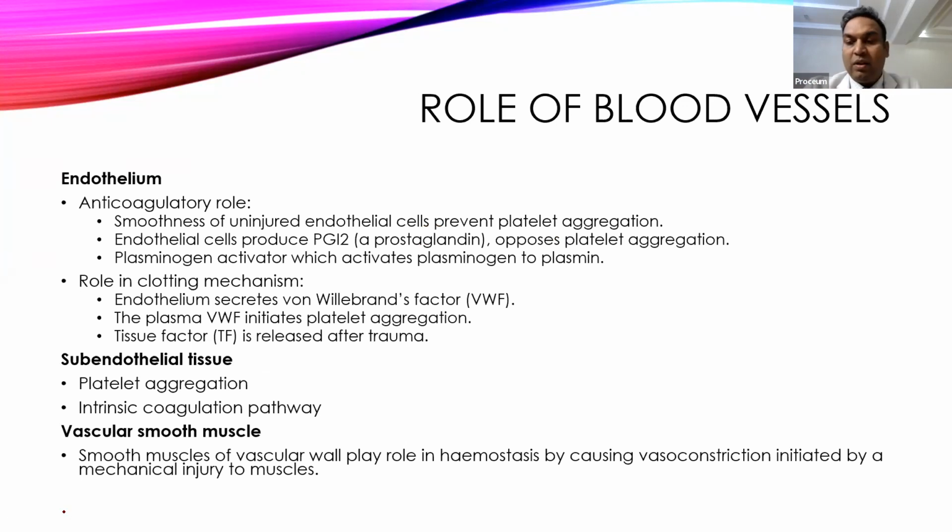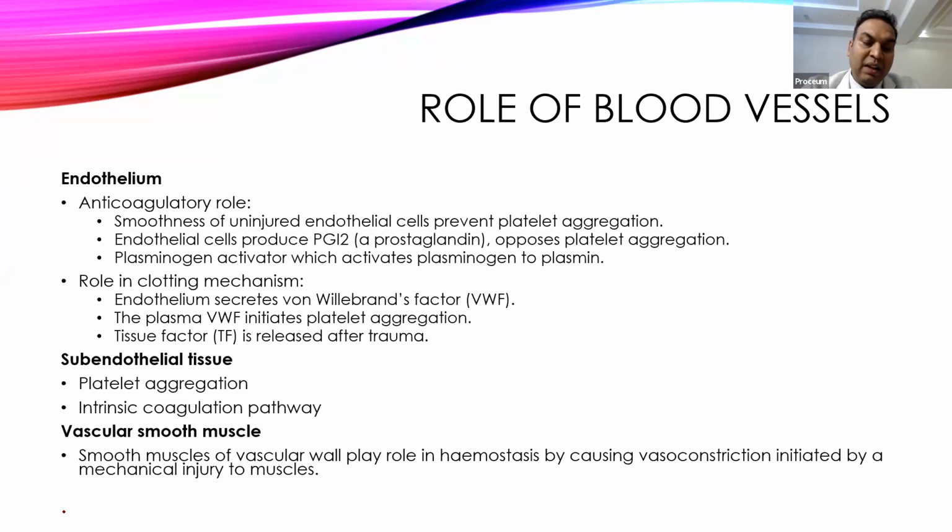Then come to the role of the blood vessels. Blood vessels are important for the anticoagulation mechanism. Because of the presence of smooth endothelium of the blood vessels, it prevents platelet adhesion, aggregation, and activation. Apart from this, it also produces prostaglandin I2 that prevents platelet aggregation, and it also releases the plasminogen activator, which converts plasminogen into plasmin, which is a fibrinolytic agent. So if a clot does form, that clot will also be removed by the blood vessel endothelium.